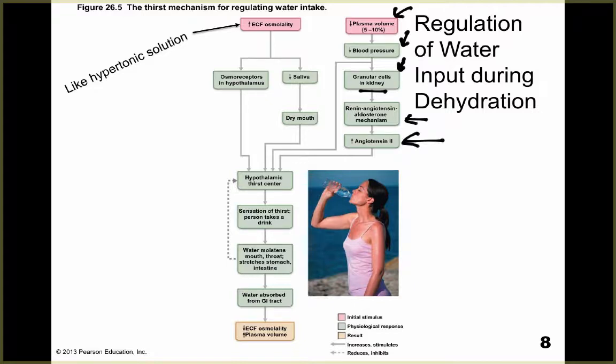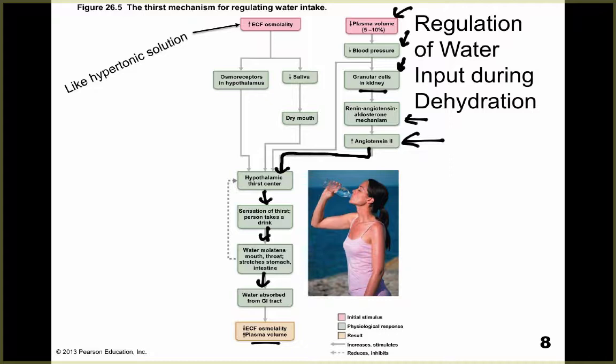Aldosterone or angiotensin increases here, and that will help to activate the hypothalamus, the very specific thirst center there. It's going to make you want to drink some water. The water is going to moisten the mouth, the stomach, the throat, and it stretches the stomach and intestines. It gets absorbed, and that's going to help increase plasma volume.